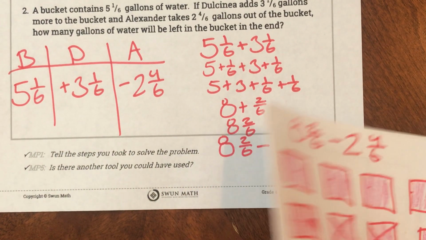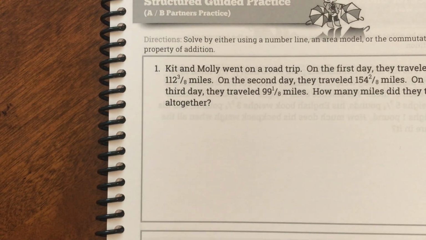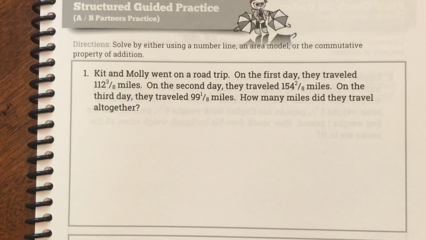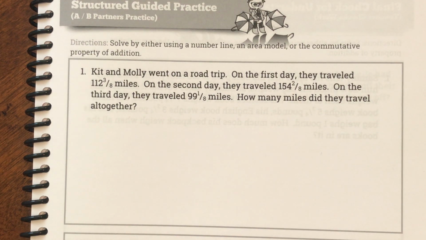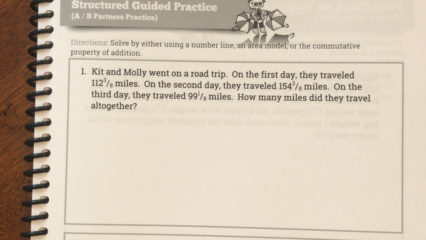Okay, let's try some together. Right now we are on page 164. And here is our first one. Kid and Molly went on a road trip. On the first day, they traveled 112 3/8 miles. On the second day, they traveled 154 2/8 miles. On the third day, they traveled 99 1/8 miles. How many miles did they travel all together?